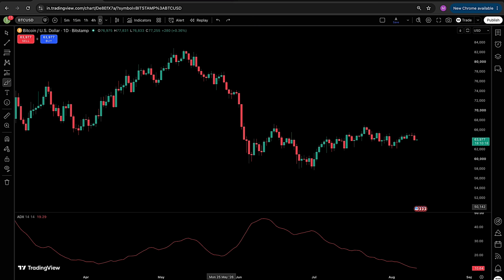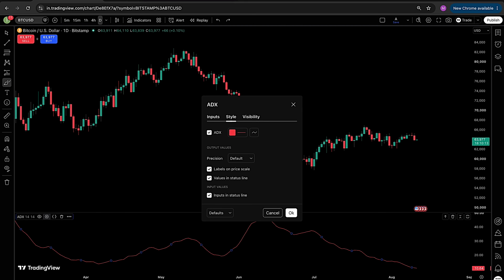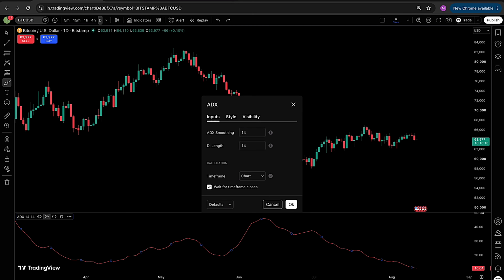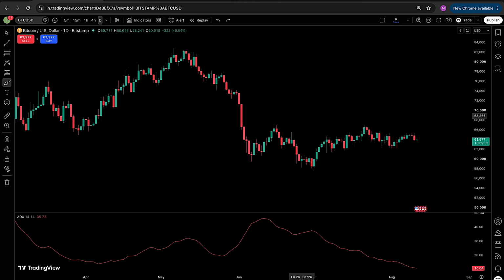You don't need to change any settings in this. You can see the default settings in the inputs. The ADX smoothing is 14, it will remain 14, and the DI length is 14, it will remain 14. You don't need to make any changes to the settings here. Your settings will remain default. Now I will tell you how you need to use it.